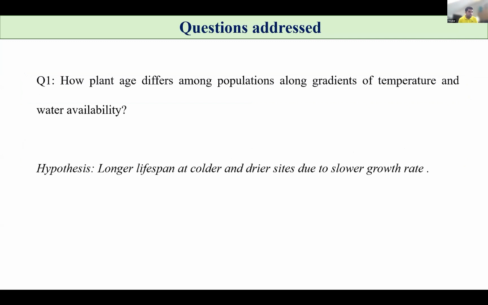Considering these aspects, the first question addressed in this study is how plant age differs among populations distributed along climatic gradients of temperature and water availability. Here the expectation is that there will be longer lifespan in plants in colder and drier sites due to their slower growth rate.